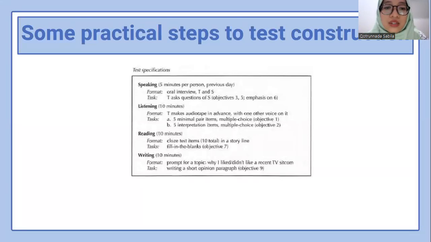And then for the listening, the format is a mixed audio tape made in advance with one other voice on it. The task is 5 minimal pair items, multiple choice, on objective 1, and then 5 interpretation items, multiple choice, on objective 2. And then we also have reading. This is cloze test items in a storyline, and then the task is fill in the blanks. And then we have writing, the prompt for a topic, such as, well, I liked it, didn't like it, a recent TV sitcom. And then the task is writing a short opinion paragraph.